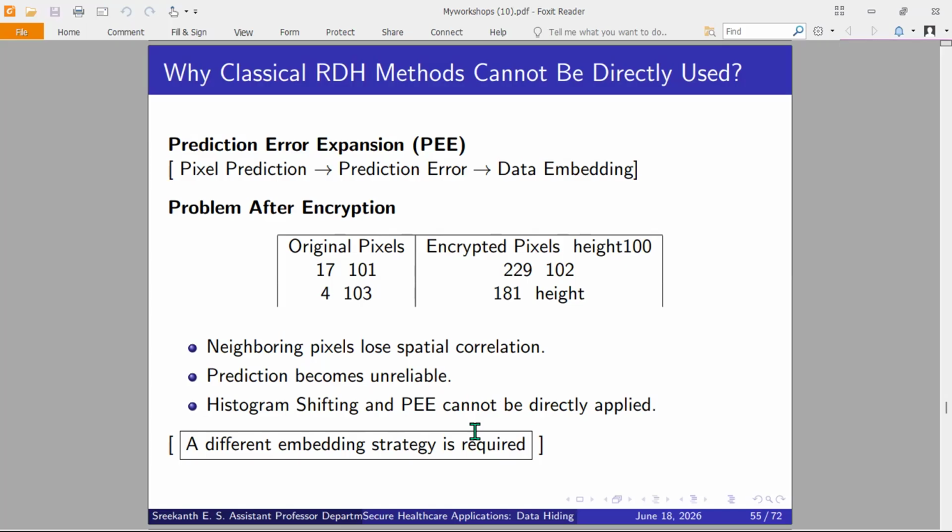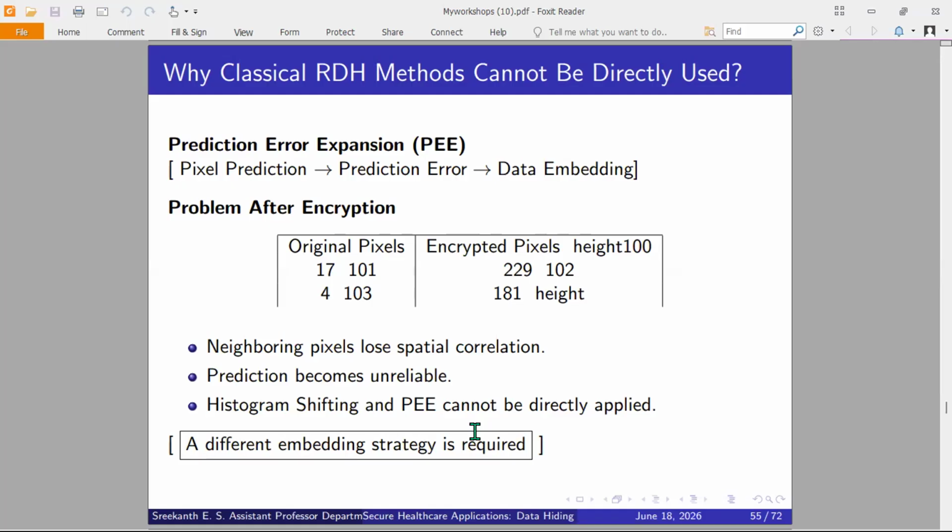So what is the different embedding? What we follow is mainly MSB prediction. Even if the encrypted pixels vary a lot, the higher bits will be almost the same. Higher bits in the sense maybe the 15th bit, if it is a DICOM image, and there will be the higher bits.